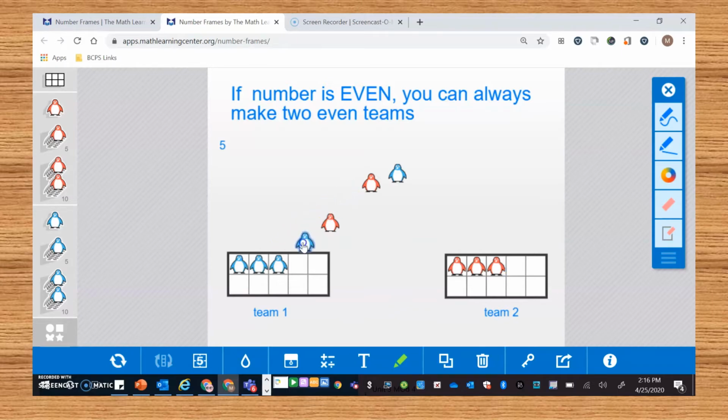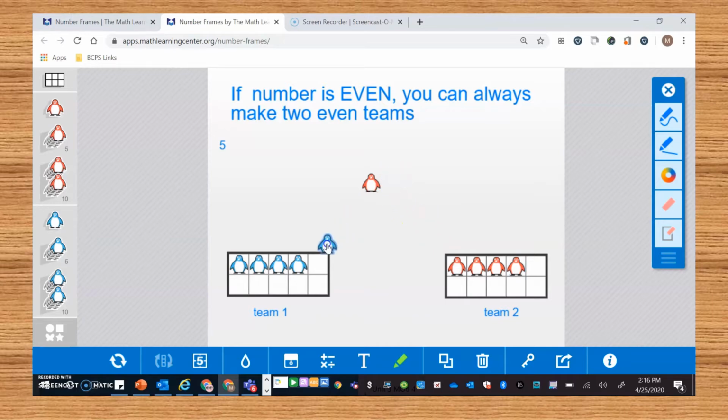So let's look here. We're going to put a penguin here on team 2. Now I have 4 and I have 3. And that is not even. So I want to go ahead and take another red penguin, put it over here on team 2. Now I have 4 blue penguins and 4 red penguins, making it even. And notice if we count how many all together, that number should be even. 1, 2, 3, 4, 5, 6, 7, 8. So we know that 8 is an even number.